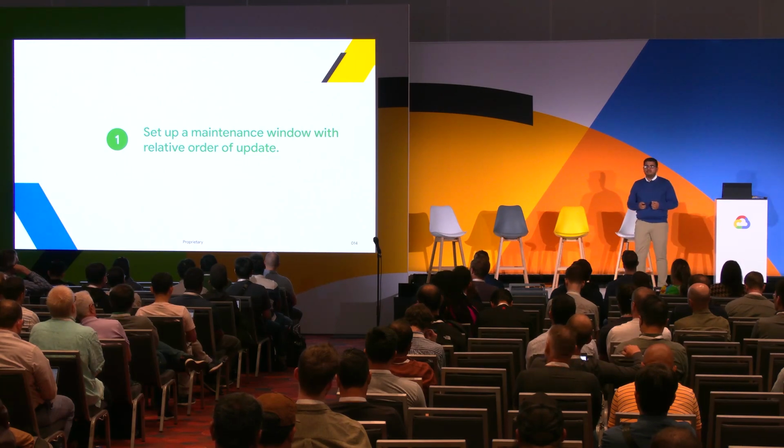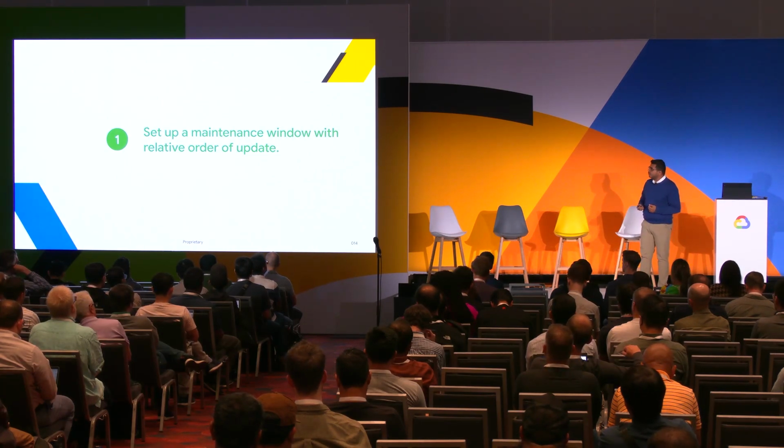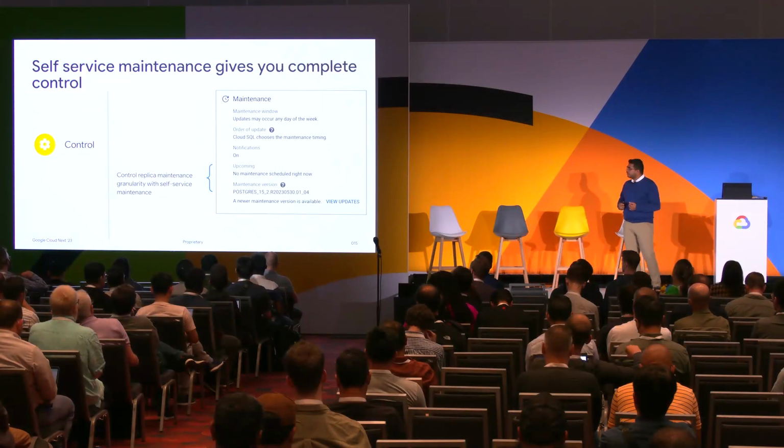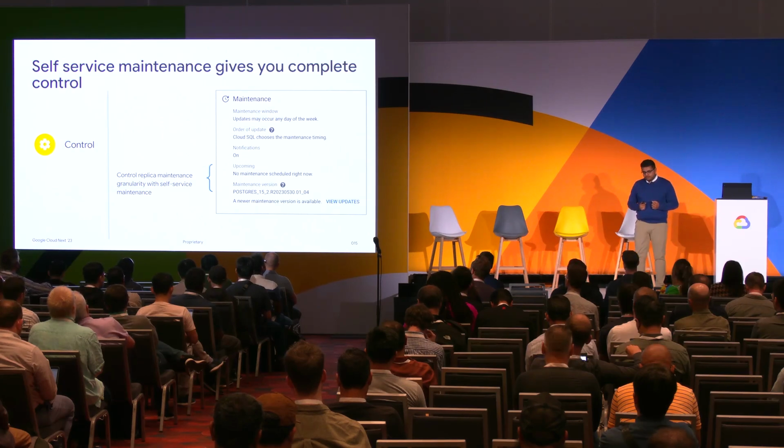So this is how we come to our first best practice of 5, which is you should consider setting up a maintenance window with the relative order of update for your production Cloud SQL instances. All right, so we talked about flexibility, let's talk about control.